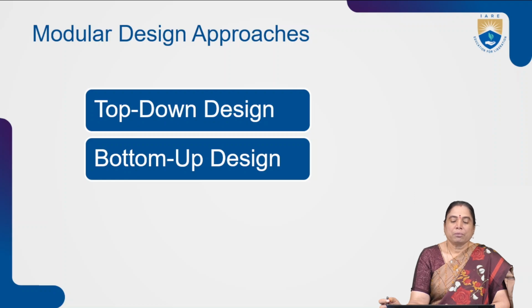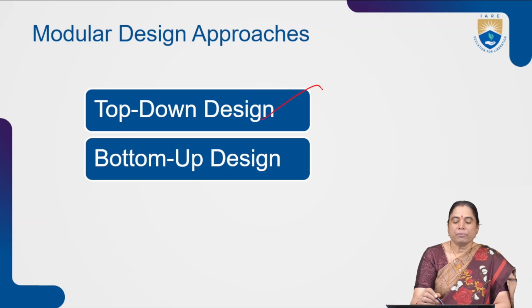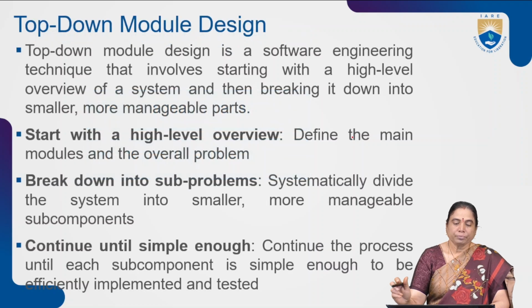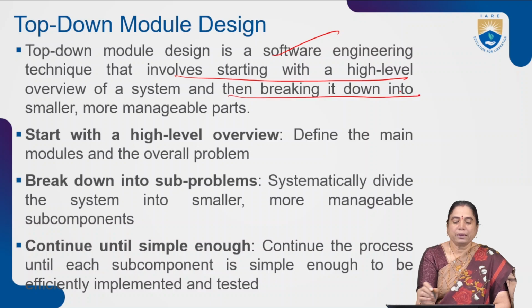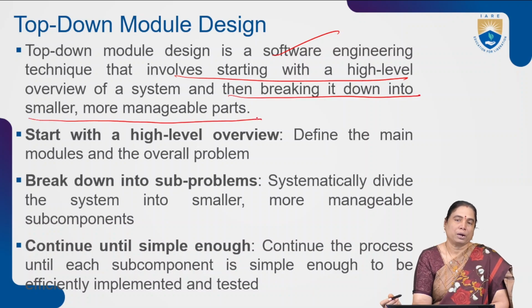So while designing the modularization, the modular design majorly considers 2 approaches. One is top-down design, the second one is bottom-up design. In the top-down modular design, it is one of the software engineering techniques that involves starting with a high-level overview of a system and then breaking it down into smaller, more manageable parts. So the top or the high-level component must be first considered and that must be broken down into small manageable parts. It generally involves 3 phases.